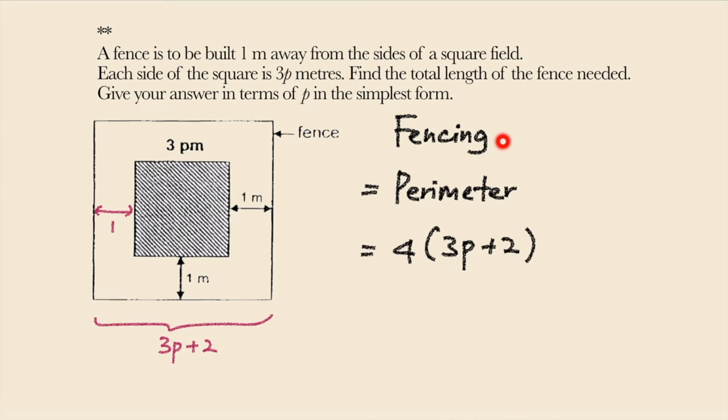The fencing, therefore, is equal to the perimeter, which would be 4 times 3p plus 2. So what we can do is to say, okay, what's 4 of this? That's 4 times 3p, that's 12p. 4 times 2 is 8. So don't forget to write, this should be meters, not centimeters.